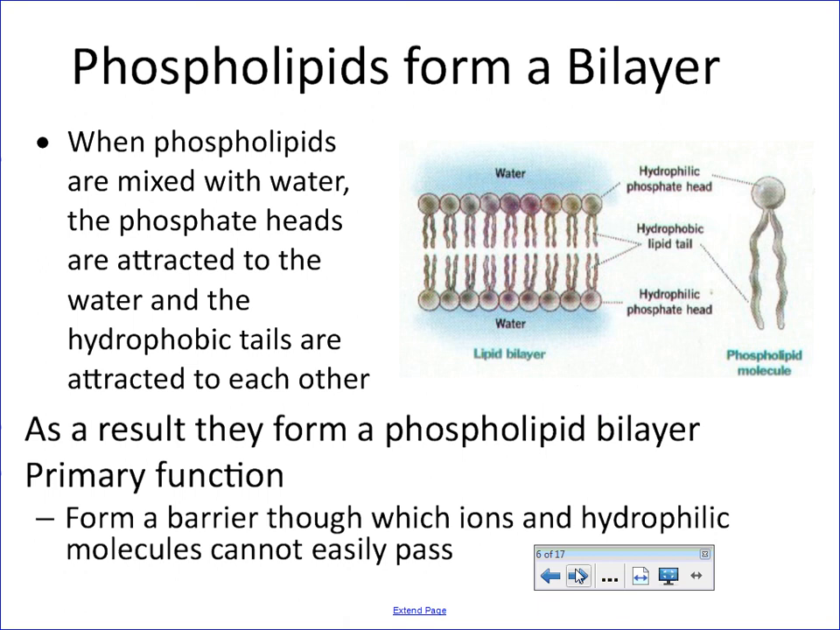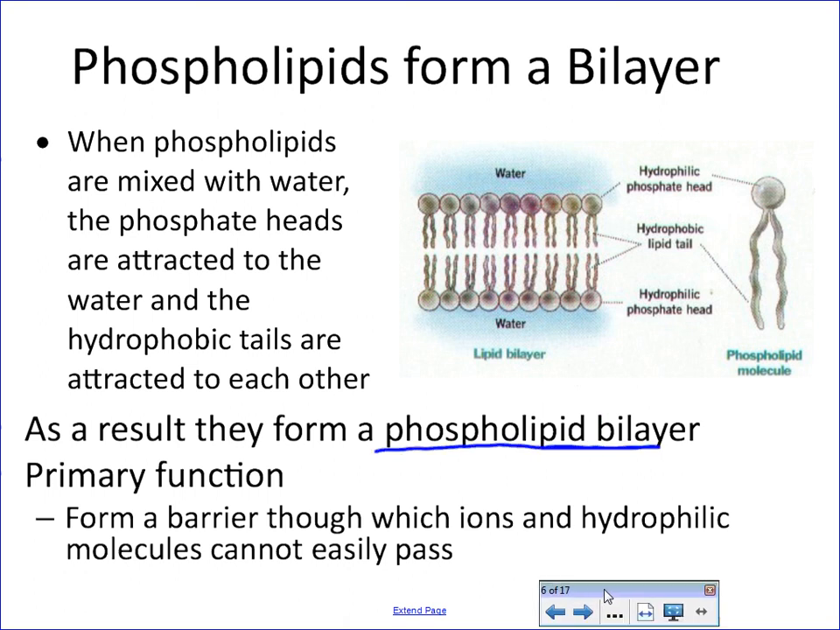So when mixed with water, those phosphate heads are going to be attracted to the water, and those hydrophobic tails are attracted to each other. And so as a result, they create that phospholipid bilayer, and the primary function of that bilayer is really to form a barrier through which ions and hydrophilic molecules cannot easily pass.